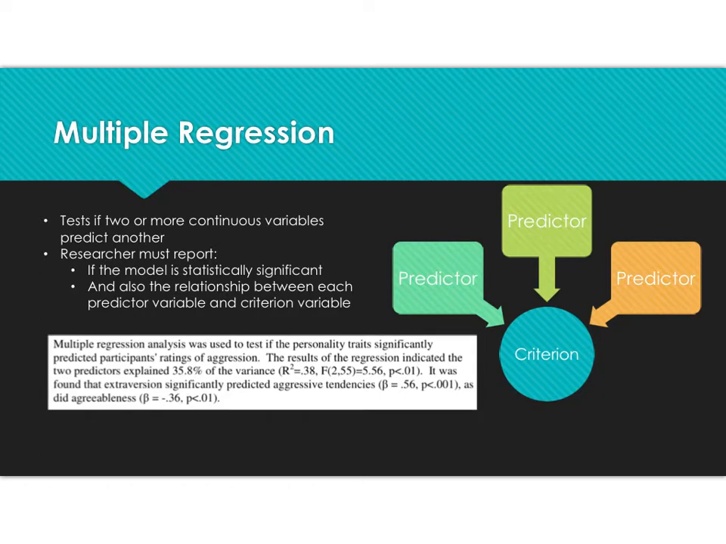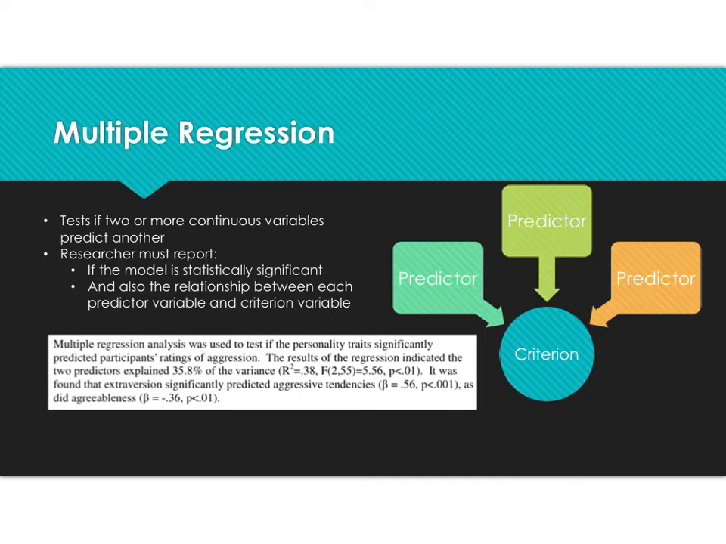Multiple regression tests if two or more continuous variables predict another. So it's like simple regression, except that we have at least two predictors. Still only one criterion variable, so only one outcome that we're interested in. And when you do multiple regression, you have to report whether the model is significant. So do these predictors actually predict the criterion? And then also you have to report the relationship between each predictor and the criterion. So you have to break it down between each predictor variable.